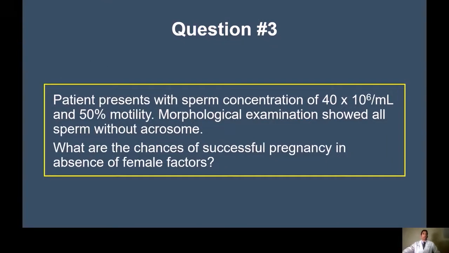Let's move on to question number 3. We have a patient who presents with a sperm concentration of 40 million per milliliter. He has 50% sperm motility, but his morphological examination showed all sperm without an acrosome. What are the chances of successful pregnancy in absence of female factors?